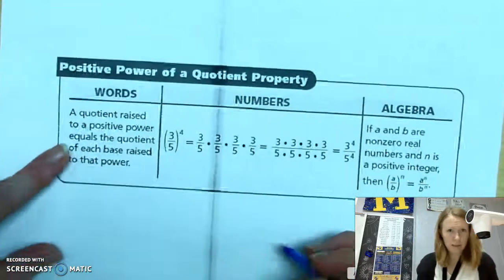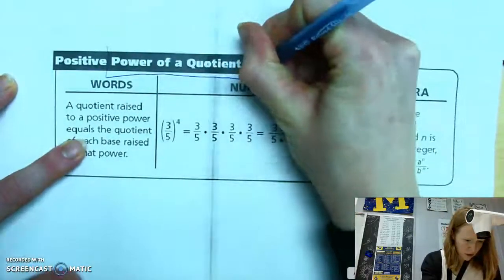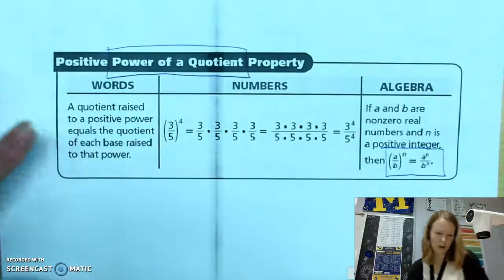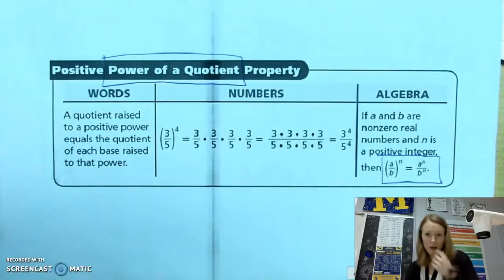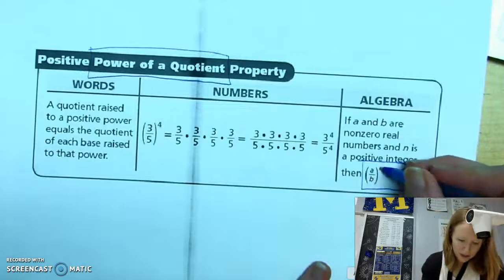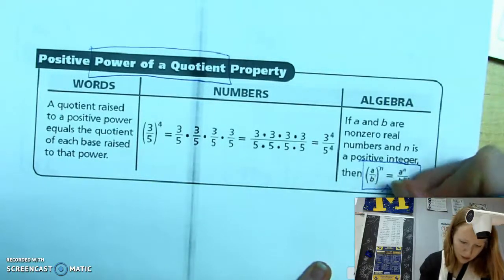So this is called the positive power of a quotient property. We're going to do also a negative power of a quotient property, but we'll talk about that in just a second. So once again, if you have a quotient in the parentheses and you have an exponent on the outside, what this is basically saying is distribute that exponent.